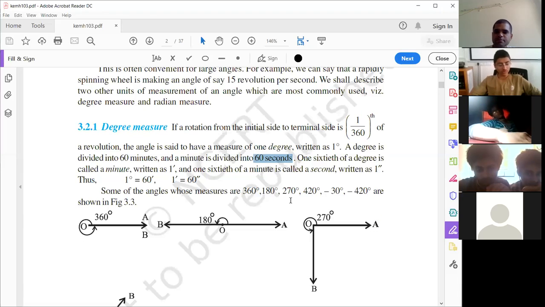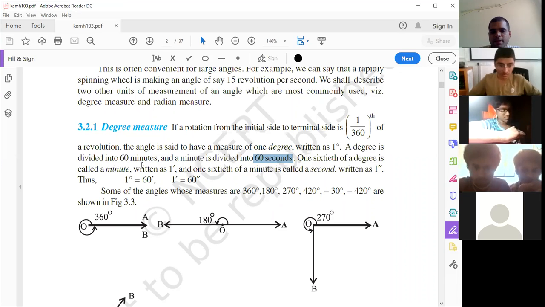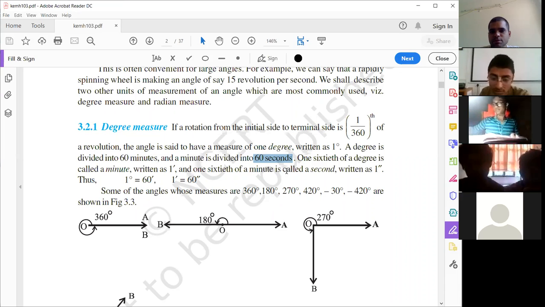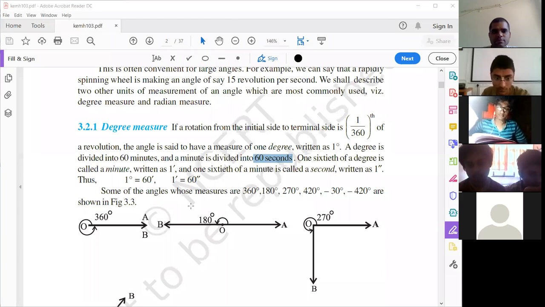Could you repeat it? I am repeating that 1 degree is divided into 60 minutes, and 1 minute is further divided into 60 seconds. So if you want to write an angle, it can be written in this way. I'll show you.